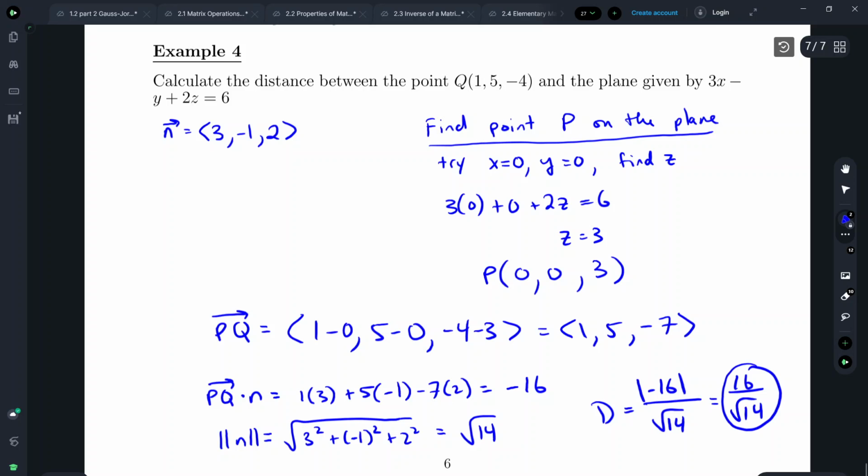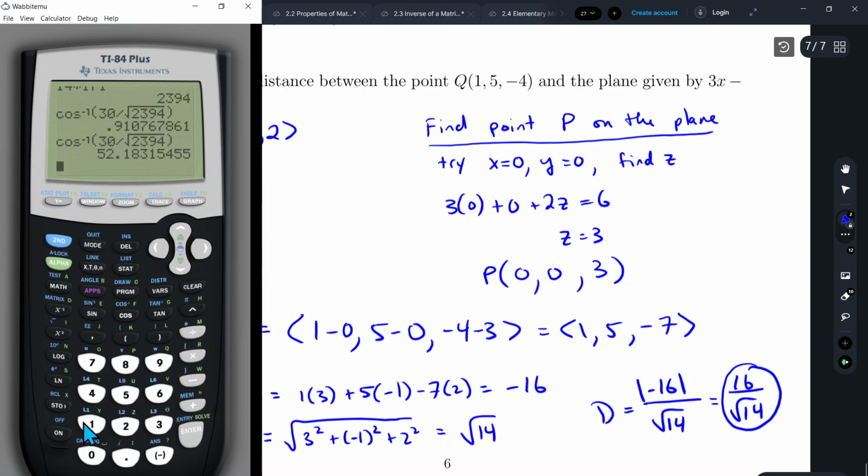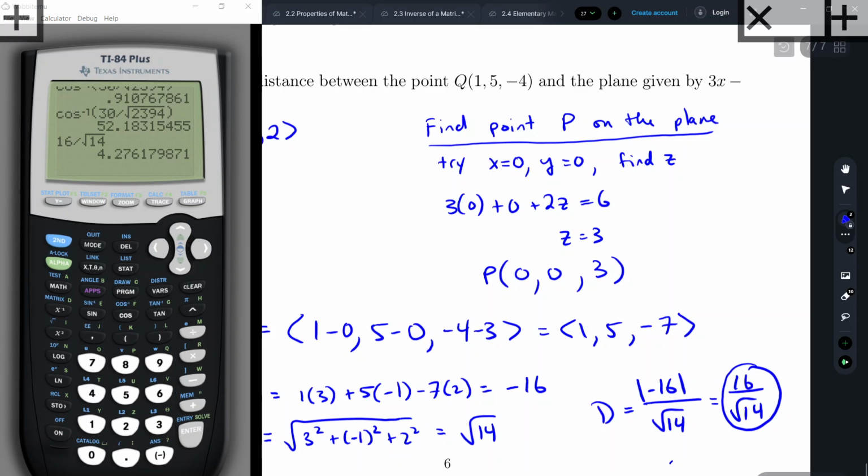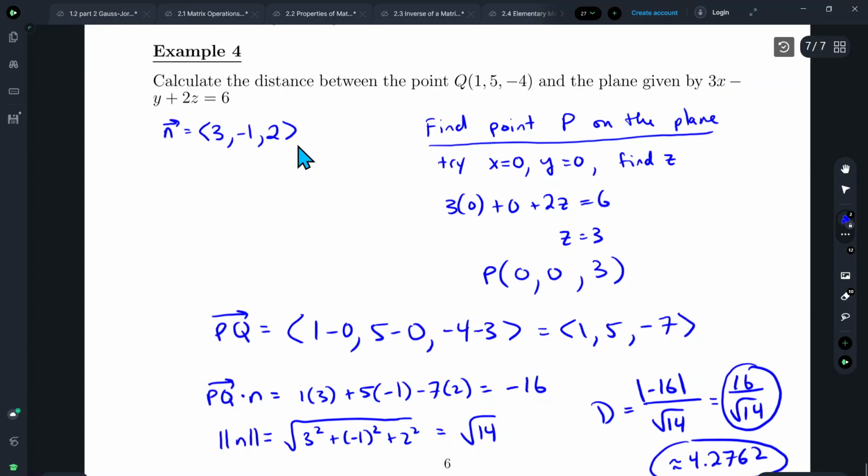And if we want a decimal number, we can just quickly calculate that. So 16 divided by square root of 14 is equal to 4.2762. Okay, so that's calculating the distance between a point and a plane.